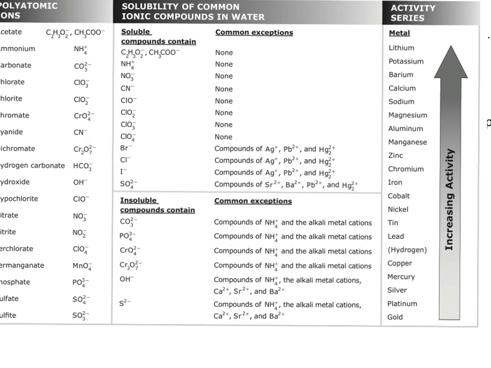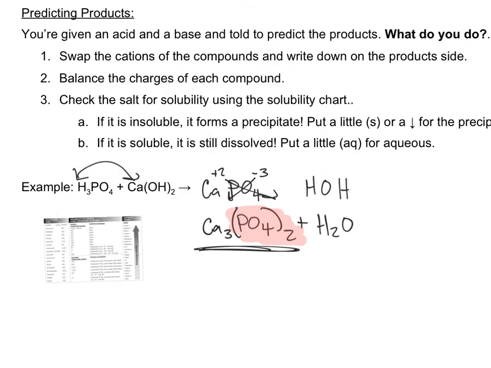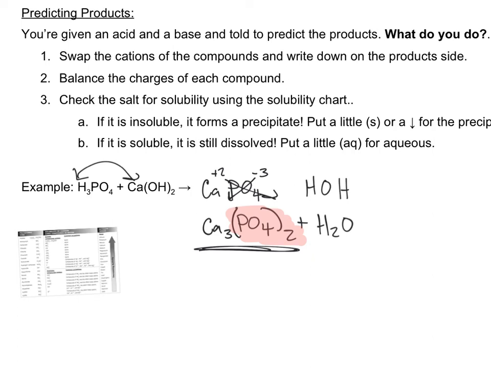The exceptions are NH4 and alkali metals. So you need to know if calcium is NH4 or an alkali metal. And calcium falls in the alkaline earth metals group, so it is not NH4, it's not an alkali metal, it's not an exception, which means PO4 remains insoluble. Insoluble means it doesn't dissolve, so it forms a precipitate. And if it forms a precipitate, you can do one of two things. You can either write a little S to represent solid, because it's going to make a solid, or you can write a little down arrow, which means it falls out of the solution and forms a precipitate.